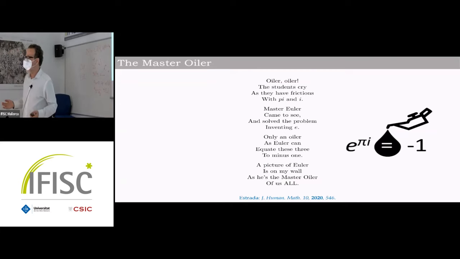Euler, Euler, the students cry, as day has friction with pi and I. Master Euler came to see and solve the problem inventing e. Only a master Euler as Euler can equate this three to minus one. A picture of Euler is on my wall, as he's the master Euler of Oxford.